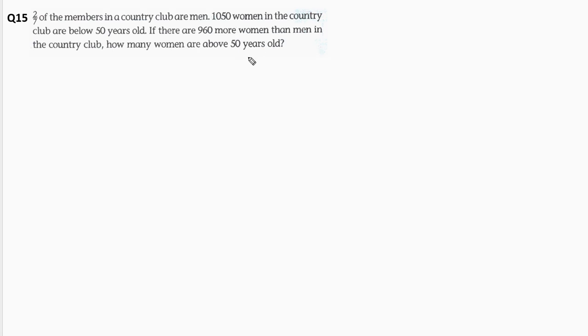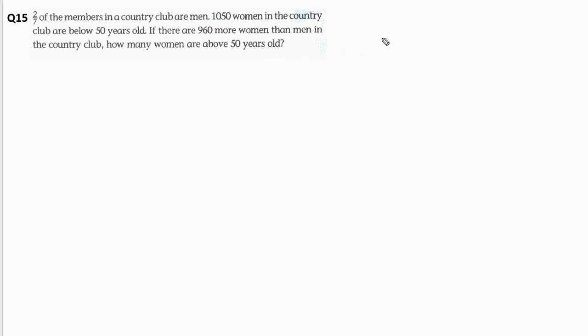Okay, quite a complicated little question here, which again shows the value of a bar model, I think. 2/7 of the members of a country club are men. 1,050 women in the country club are below 50. Can you see how sort of disconnected those seem to be? If there are 960 more women than men in the country club, how many women are above 50 years old?